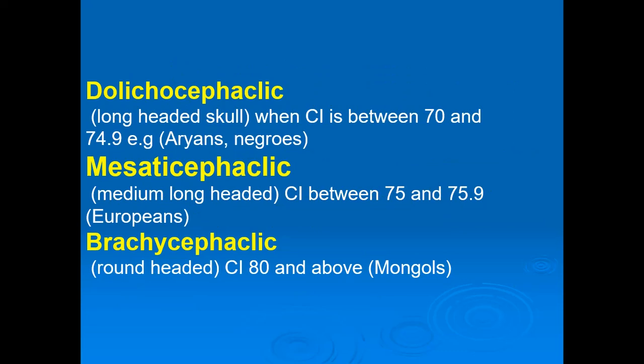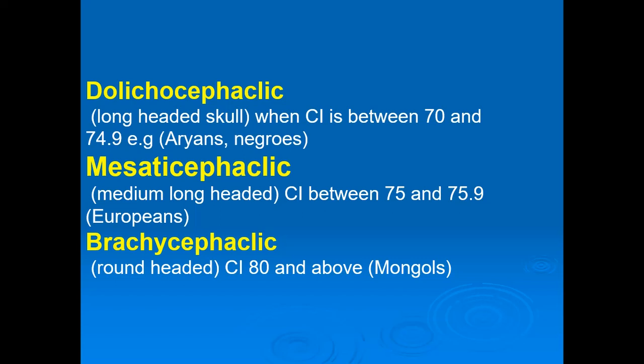Now based on this formula, people with different types of skull can be categorized into three groups. Number one, dolichocephalic. Number two, mesaticephalic. And number three, brachycephalic. Dolichocephalic are those people who have the longest, long-headed skull. That means their anteroposterior length of skull is maximum.